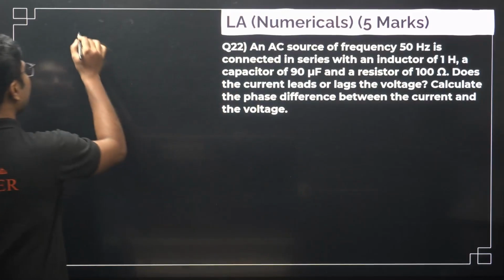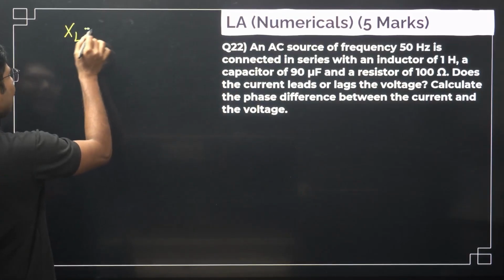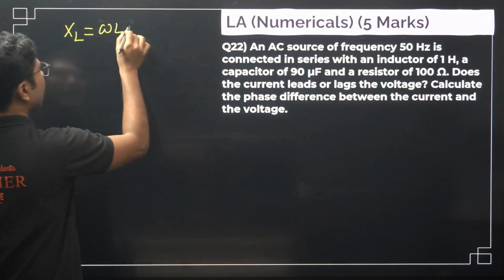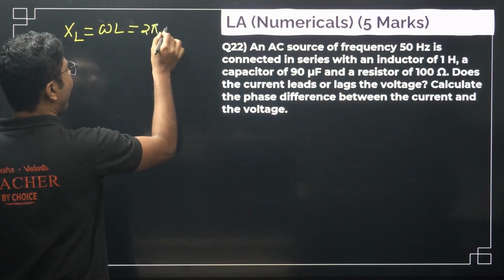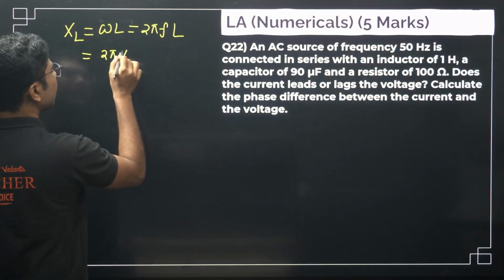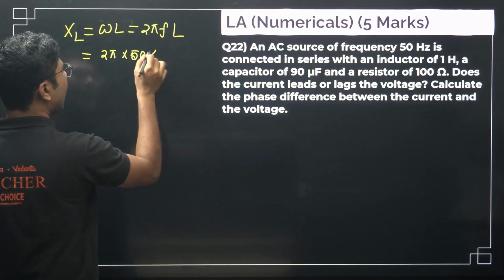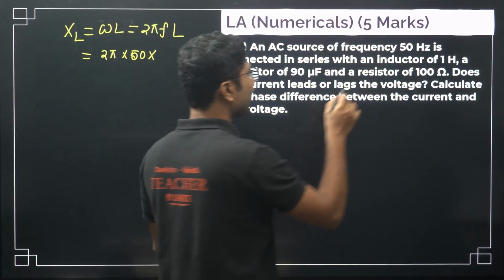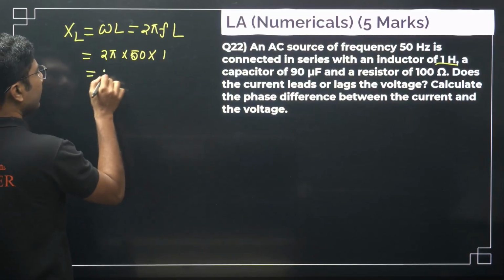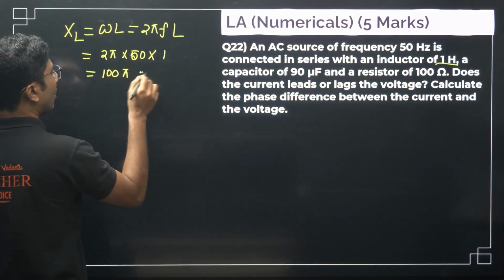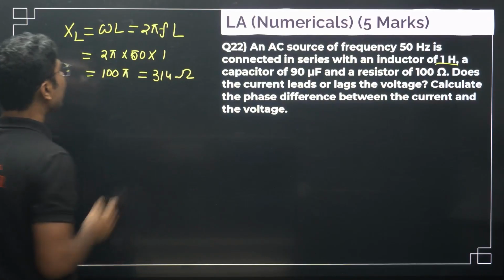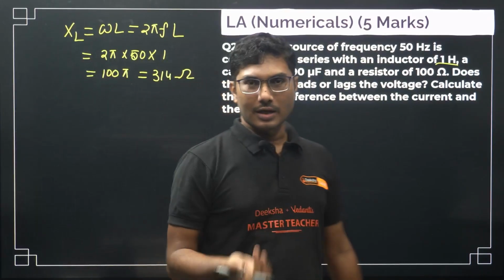First we will calculate XL. XL is equal to omega L, so that is 2 pi F into L. Let's put the value. 2 pi, frequency is 50 Hz and the inductance is 1 Henry. So let's put that. So you get 100 pi or 314 ohm. So 314 ohm is the XL, inductive reactance.